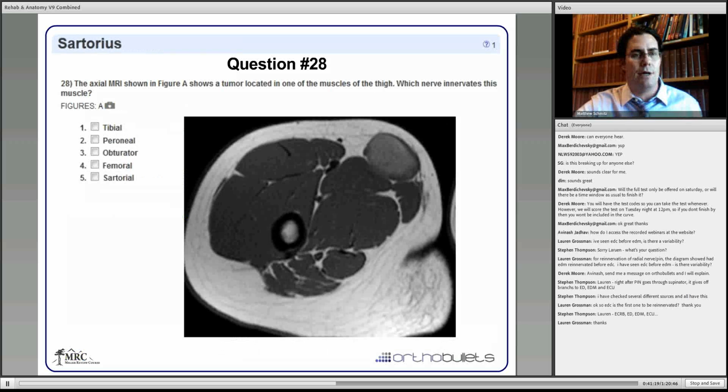The axial MRI shown in figure A shows a tumor located in one of the muscles of the thigh. Which nerve innervates the muscle? So again, this is another one of those two-part questions where first you've got to be able to identify through your cross-sectional anatomy which muscle they are asking about, and then be able to identify which nerve innervates that.